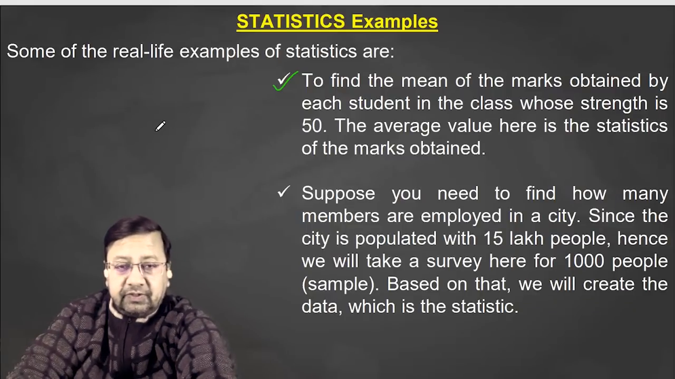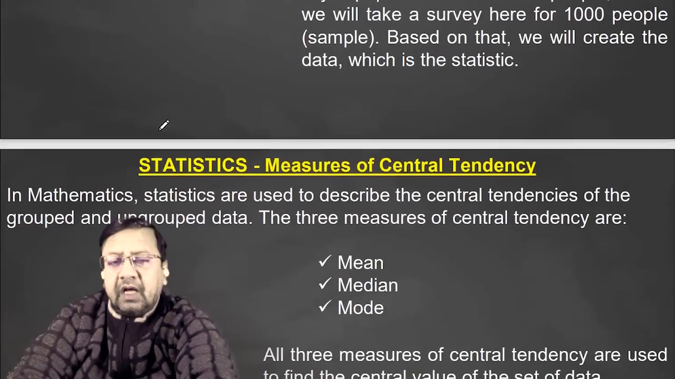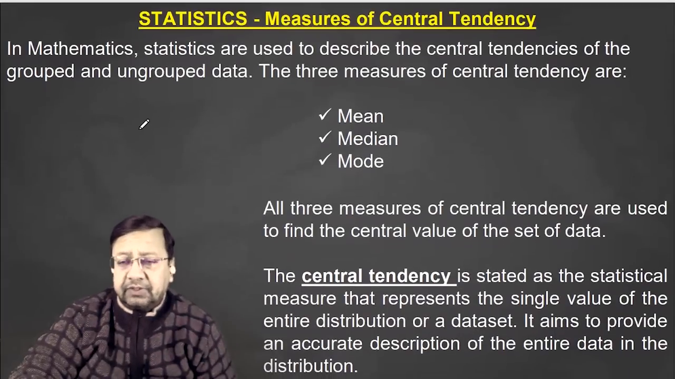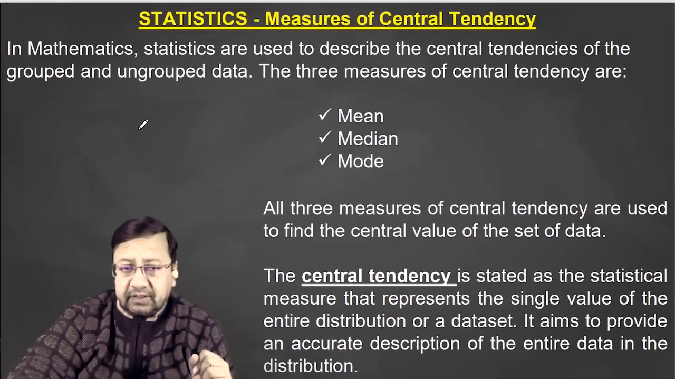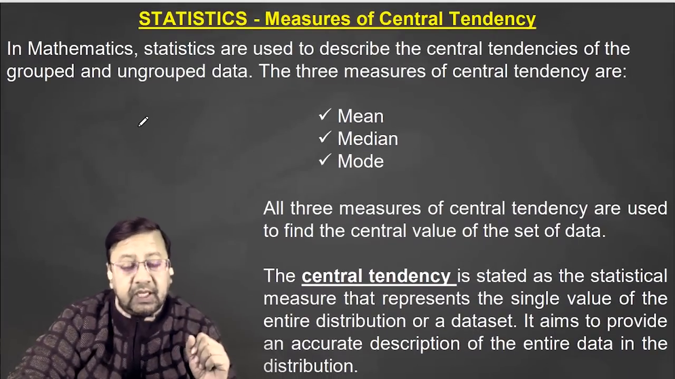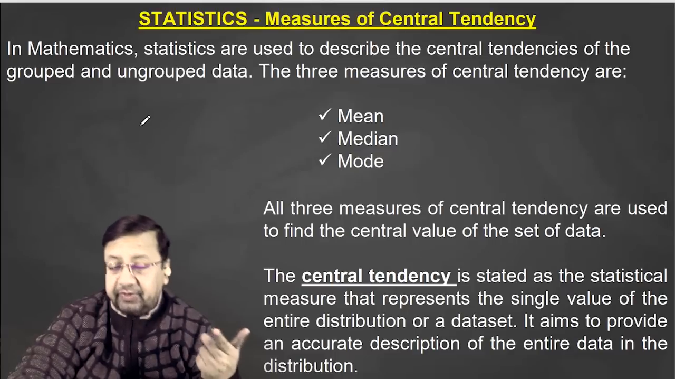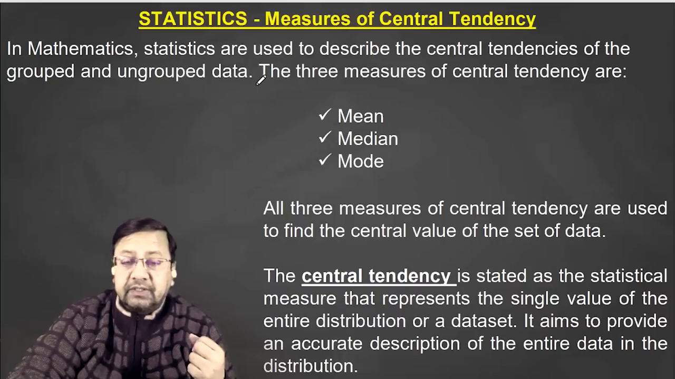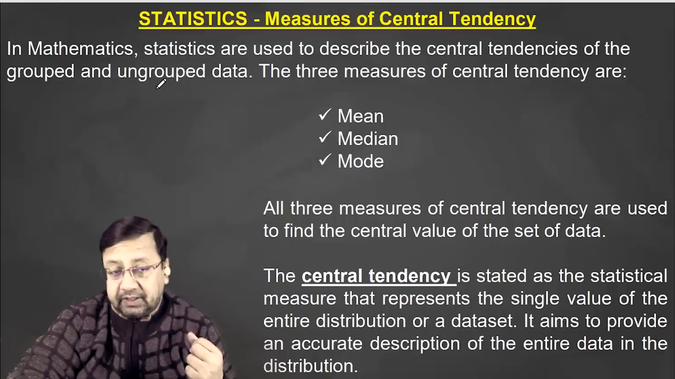So moving further, there are two types of measurement in statistics. Today we will discuss one type, and in the next session we will move to the next type. The first is the measure of central tendency. So what is the measure of central tendency? In statistics it is used to describe the central tendency of grouped or ungrouped data.